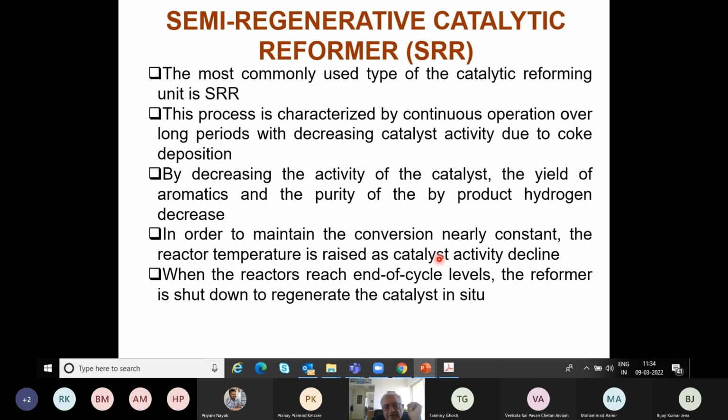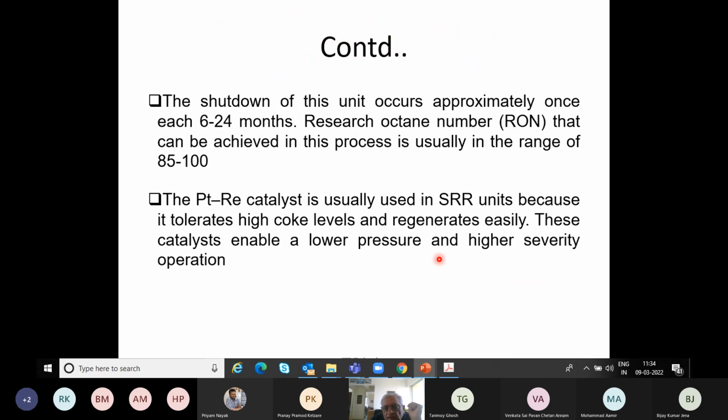And we'll talk about catalyst regeneration together, both for SR and CCR reformers. The shutdown of this unit occurs approximately once a year. I haven't seen these reformers shutting down in 6 months. It's roughly about 12 to 14 months. 14 months at the most. 14 months is almost like a stretch target. And as I said, platinum rhenium is the catalyst which is used in almost all these units. And I had already talked about earlier what is the role of rhenium here.